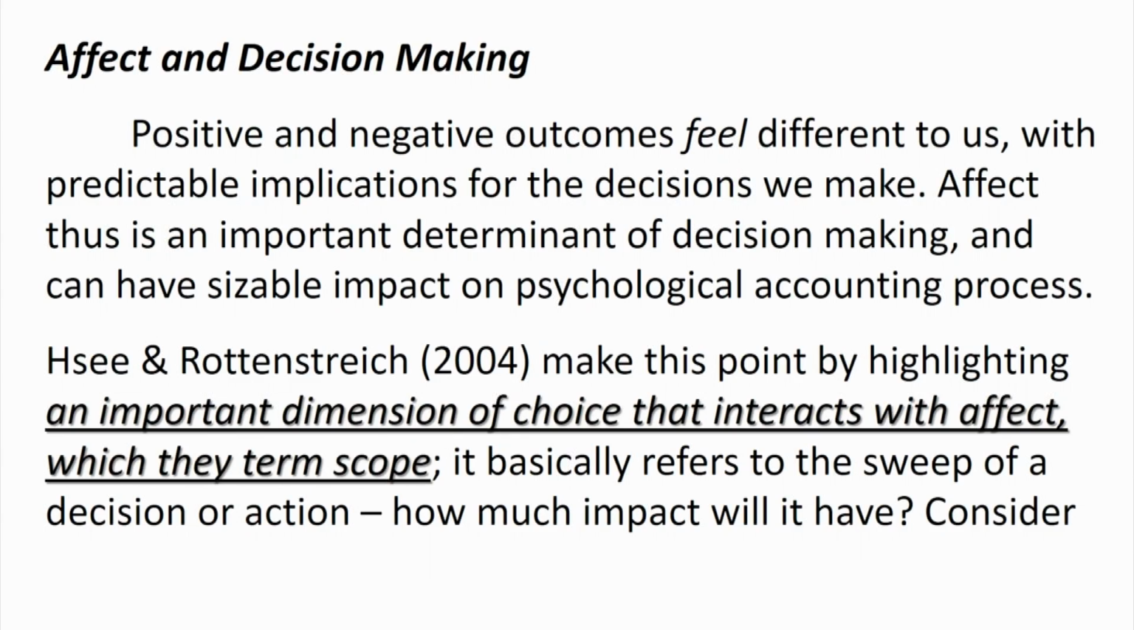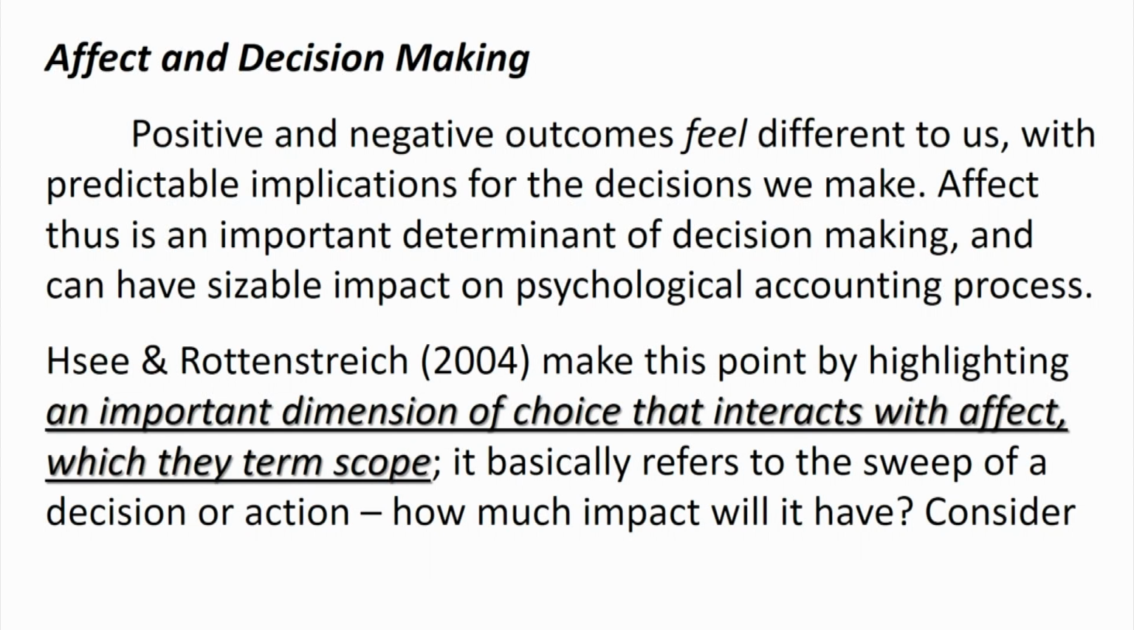So, this has to do with prospect theory and how prospect theory really works. Another interesting fact in decision making is the role of affect, or the role of emotion, in decision making. So, the positive and negative affect which comes with an outcome, the feeling of goodness or badness which comes with an outcome, gives us different feelings, with predictable implications for the decisions we make.